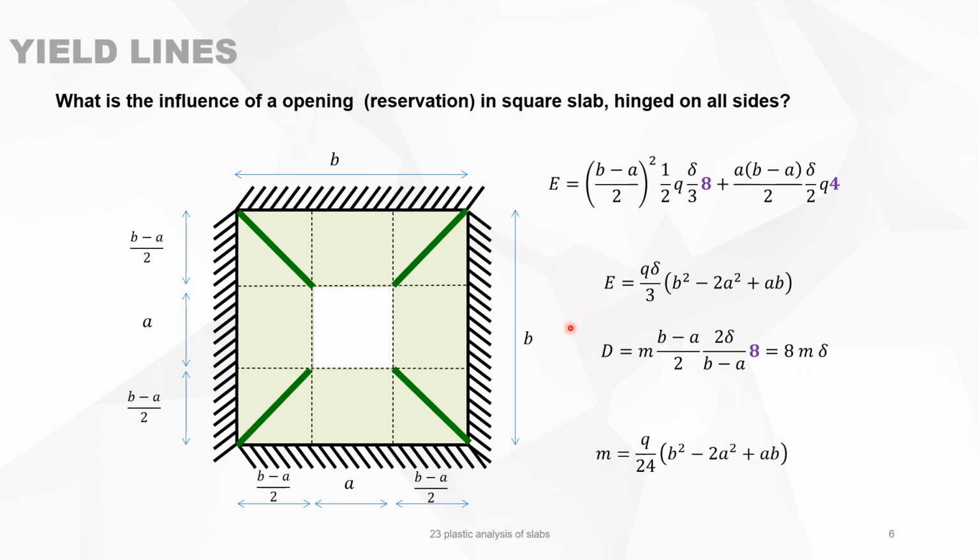You make E equal to D and you find M, and M is q over 24 times this. This is the bending moment of your slab with a size B and a reservation with a size A.